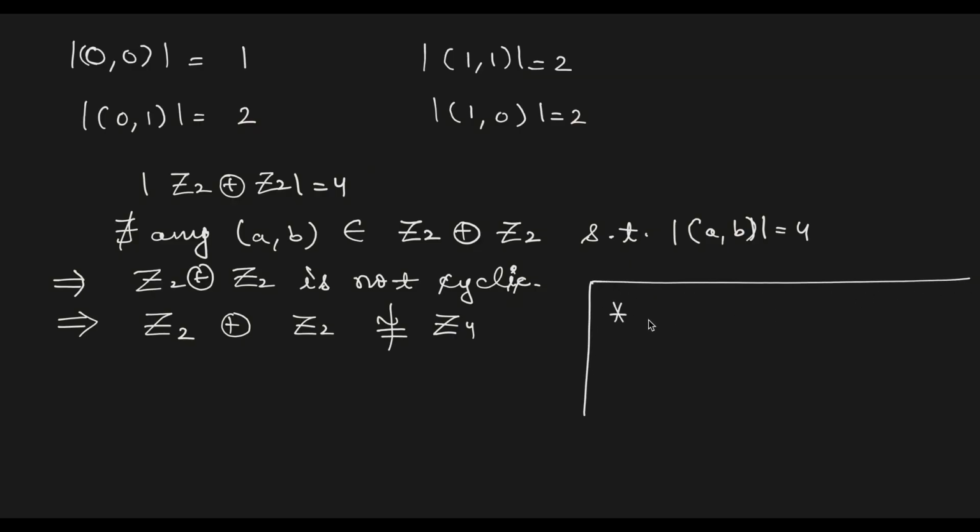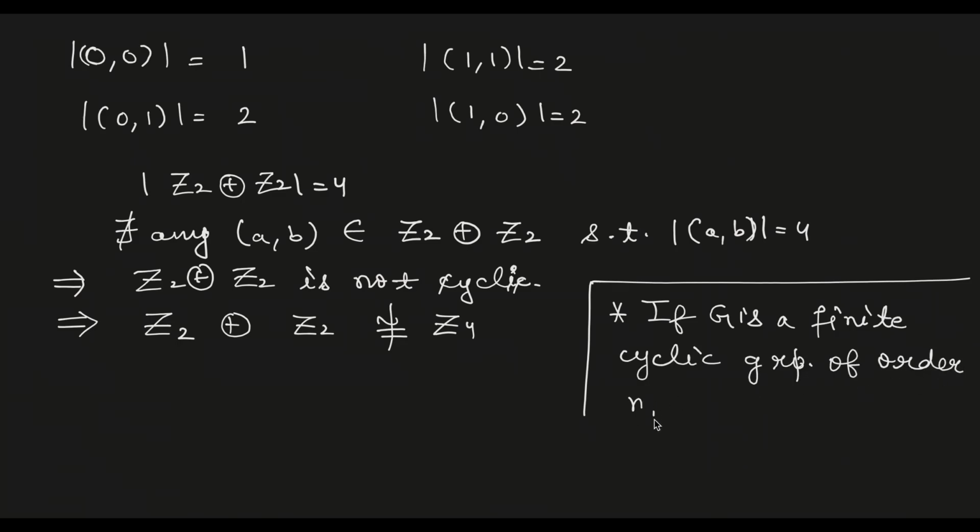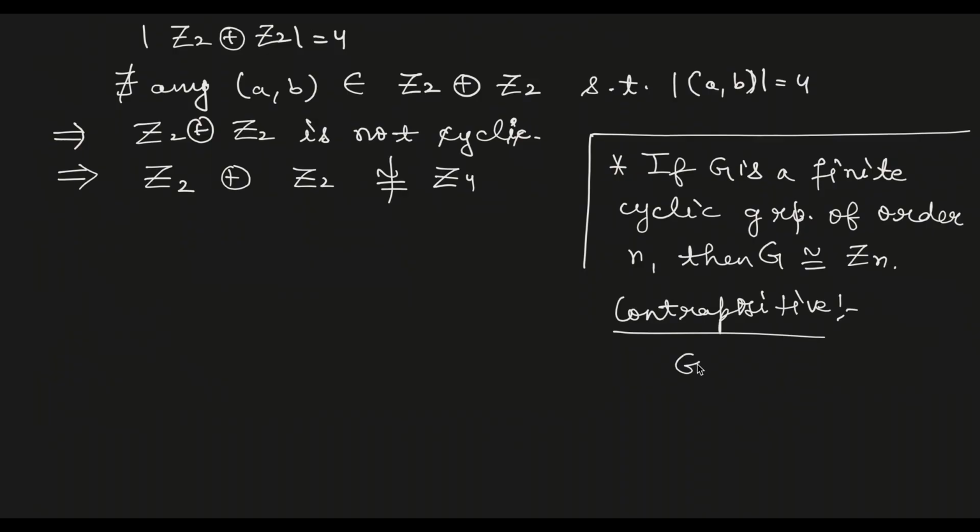So we can apply that contrapositive here now. If G is a finite cyclic group of order n, then G is isomorphic to Zn, and its contrapositive will be: G is not isomorphic to Zn implies G is not a cyclic group.